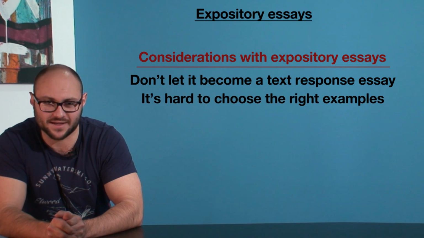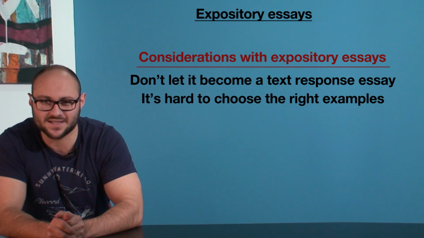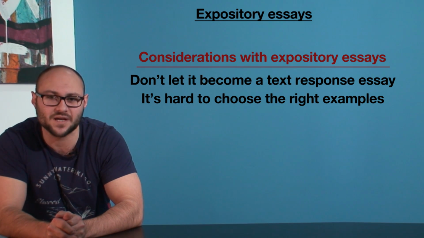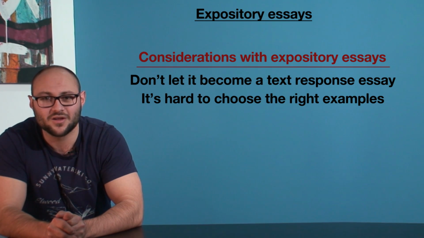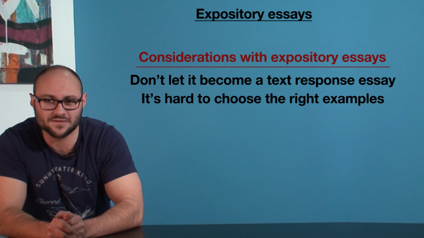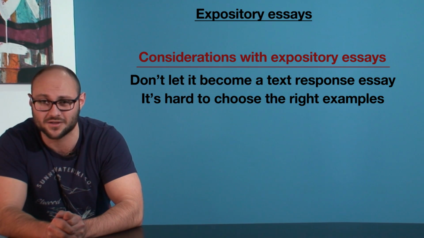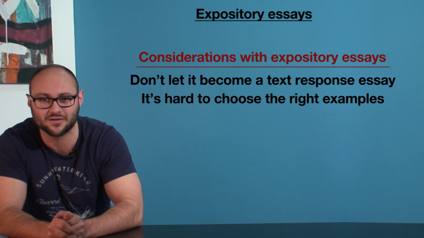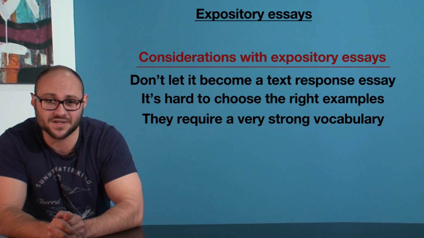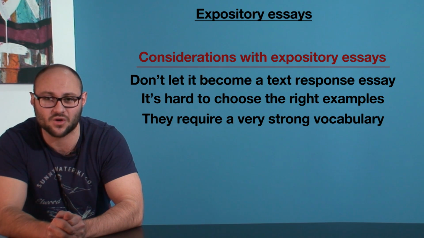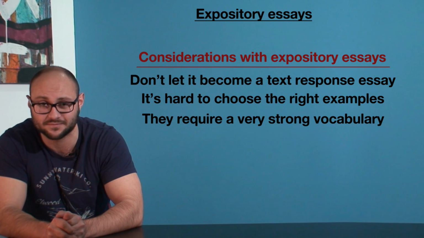It's hard to choose the right examples. Because expository essays are so broad and flexible, you can talk about just about anything, but sometimes this can be overwhelming. You'll struggle to succeed if you don't have strong, specific examples from external texts, history, politics, psychology, and so forth to draw on. They require a very strong vocabulary. Expository essays often suffer from repetitiveness. A strong vocabulary is required to show the assessor that the prompt isn't just being repeated again and again.